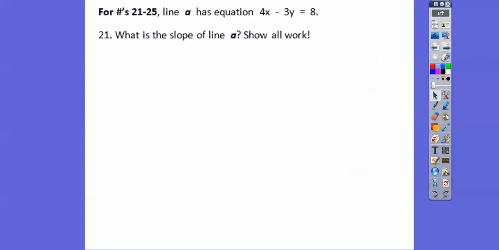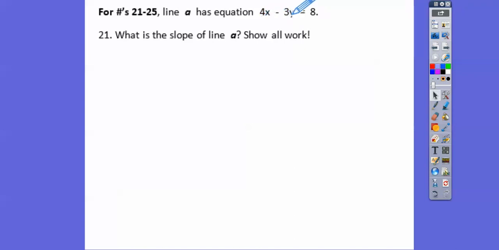All right, here we go. Let's keep going. Almost done. Okay, line A has this equation, 4x minus 3y equals 8. Now, most teachers will have you solve for y. And that's okay. You just got to watch out for that negative right there, and it trips up everybody. There's a better trick.